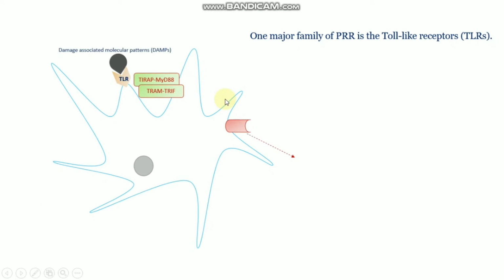Another kind of PRR member is the nucleotide binding oligomerization domain like receptor, known as NLR. NLR is present in the cytoplasm, and like TLR, NLR initiates a signaling cascade upon binding with pathogen associated molecular patterns or PAMPs.